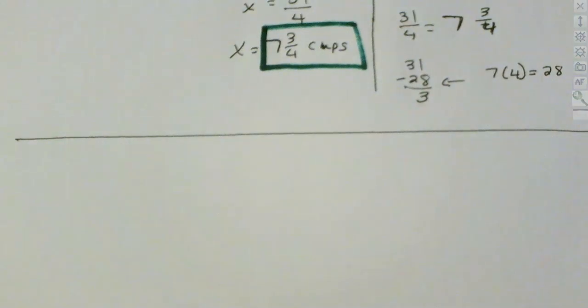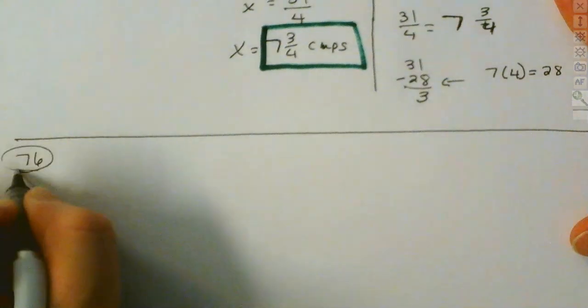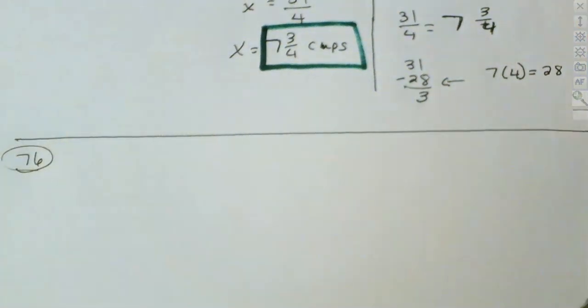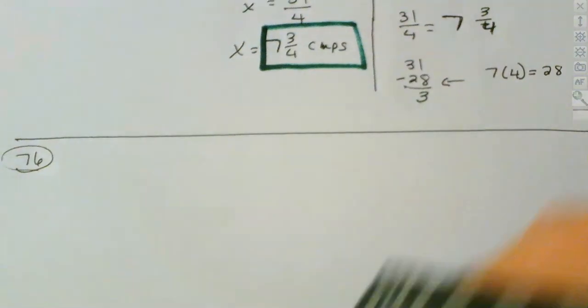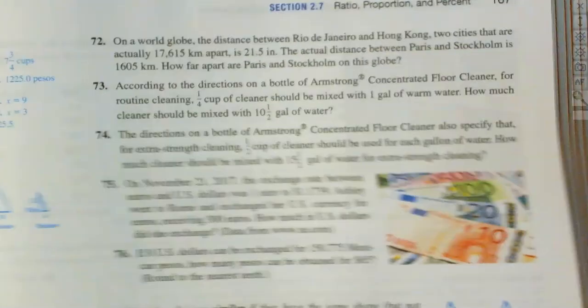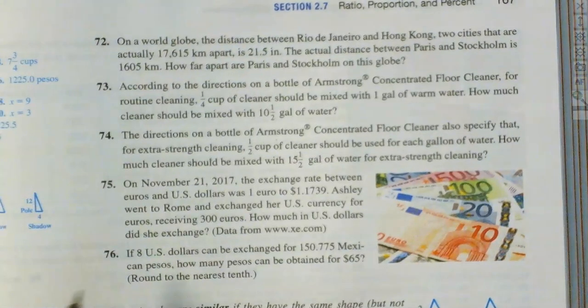Let's look at currency transactions. How about question 76? So we're going to exchange different currencies here. And again, we're going to set up a ratio. These are not difficult. And they're actually kind of fun to do because it's simple. Question 76.